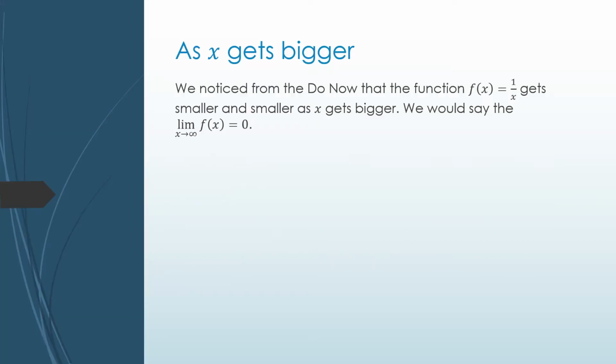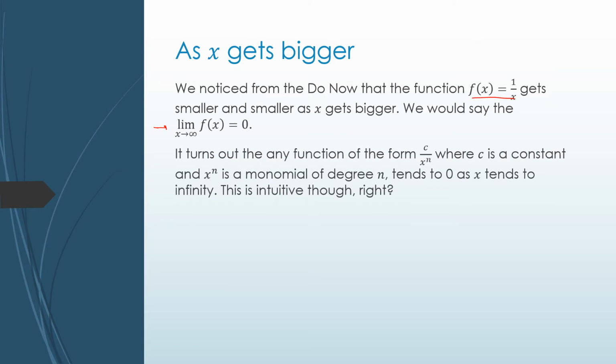We noticed from the do now that this function gets smaller and smaller as x gets bigger, right? So we would say, and this is notation, limit as x approaches infinity of f of x equals 0. So it turns out that any function in this form, where we have a constant divided by x to some power, will tend to 0 as x tends towards infinity, which is pretty intuitive.